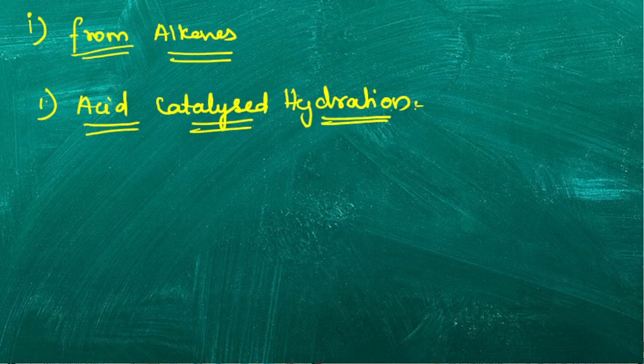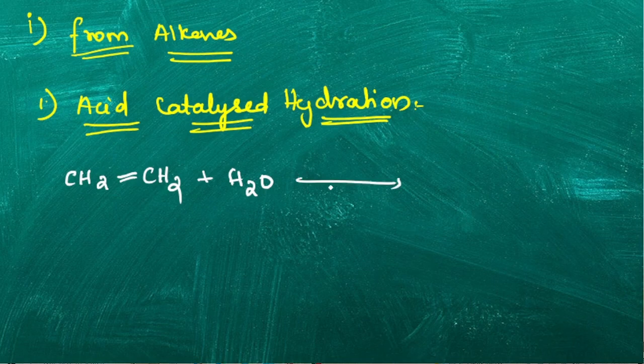First, what we studied is that from alkene we can prepare alcohol by two methods. One of the methods is acid catalyzed hydration. In acid catalyzed hydration, let us take the alkene CH2 double bond CH2, a symmetrical alkene. Whenever you are doing acid catalyzed hydration, you always react it with water, H2O. The H2O will break into H plus and OH minus.